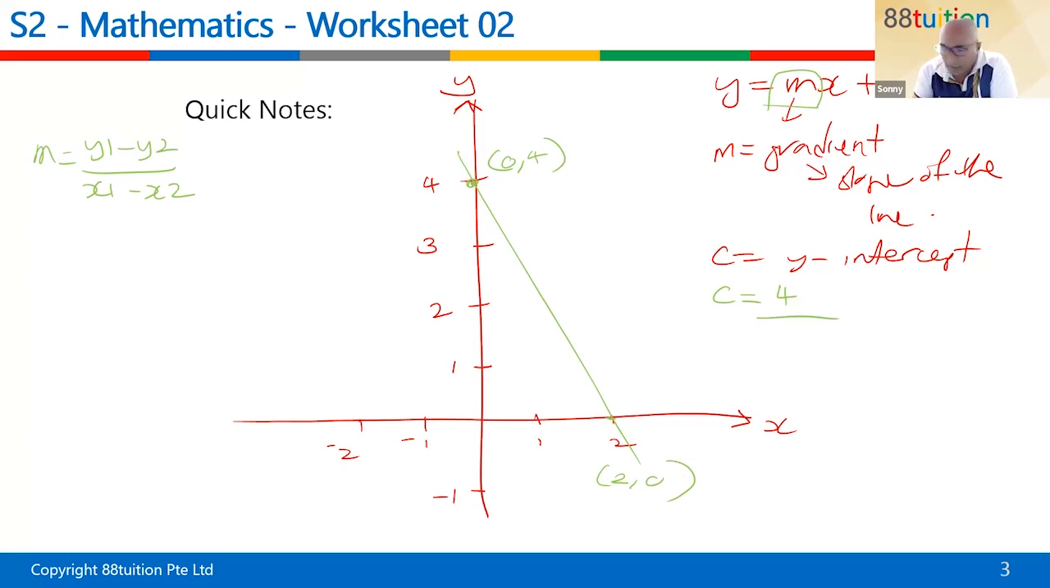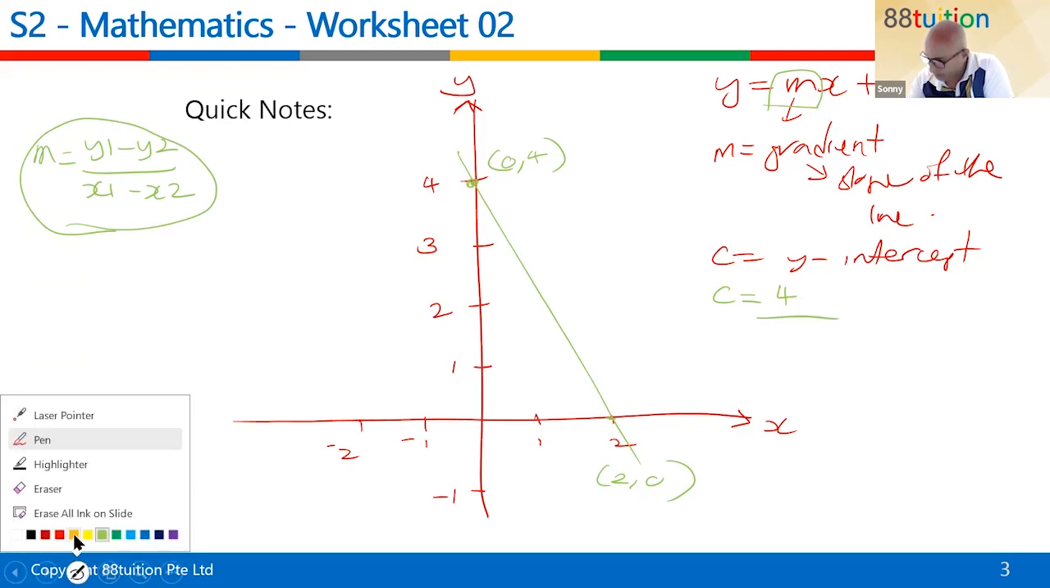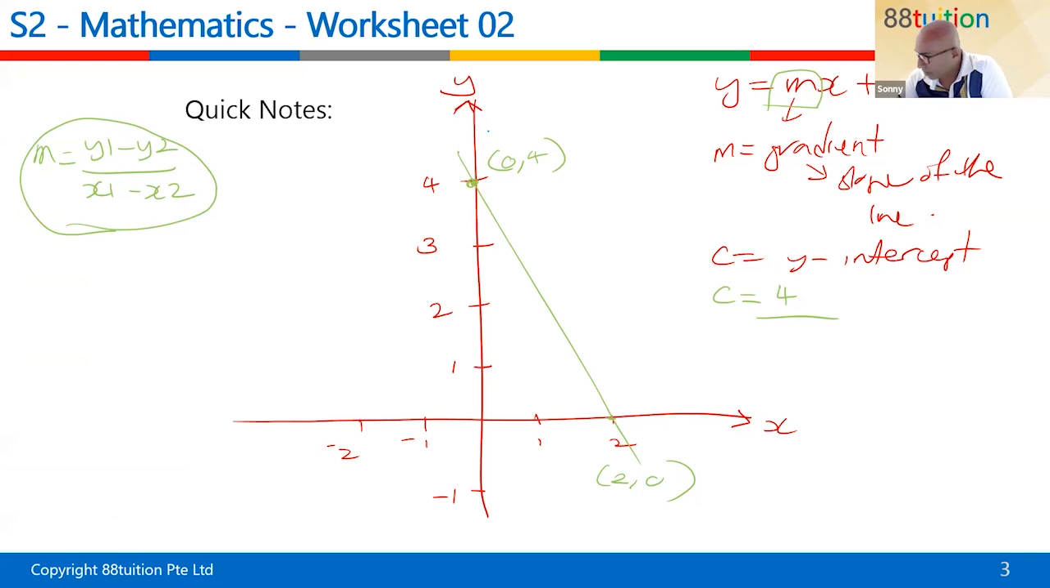So what happens next? If I ask you to find the gradient, you can deploy the formula. You can use this formula, right? Let me highlight this. You can call this x1, y1, x2, y2, or the other way around, it's up to you, whichever way, all right? Okay, and the shortcut, of course, I'll teach you that later. So let's say we deploy the formula to find the gradient, all right? So this is the formula.